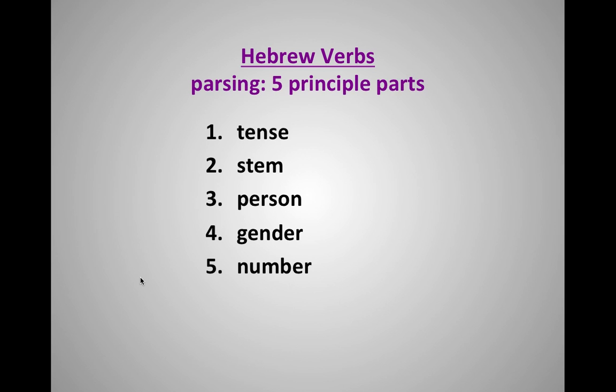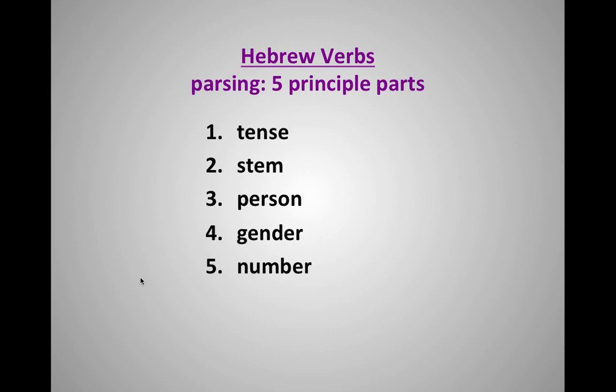When we conjugate verbs, we talk about the subject. Is it a first person, a second person, or a third person subject, or what its tense is? Is it past tense, present tense, future tense? We talk about those same types of things in Hebrew verbs, but we call it parsing a verb as opposed to conjugating a verb. In Hebrew, there are 5 principal parts involved with every Hebrew verb.